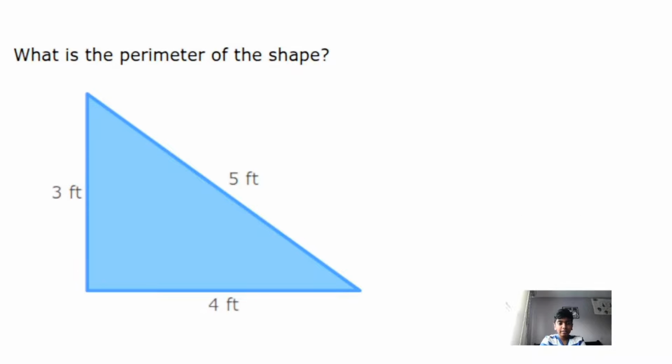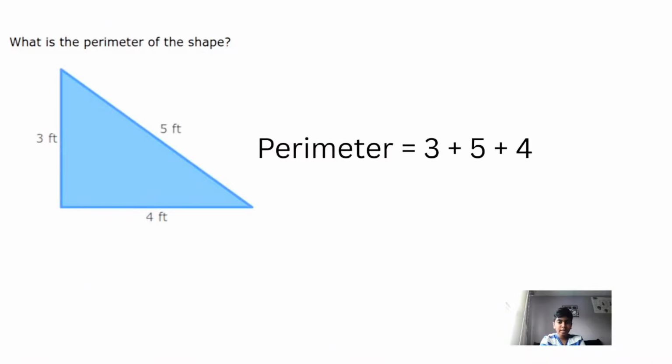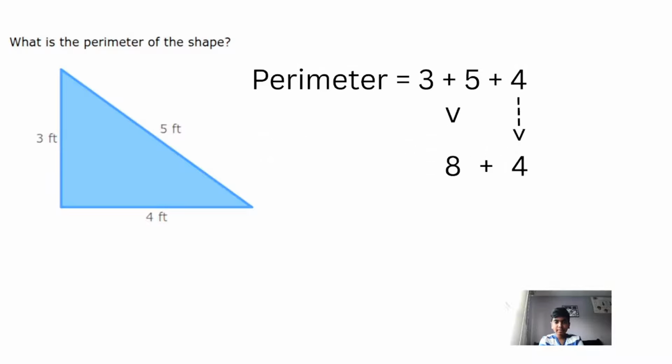Let's look at this triangle here. We see 3 feet, 4 feet, and 5 feet. These are the lengths of the triangle. We need an addition equation for the sum of all sides. So an addition equation that will represent it is 3 plus 5 plus 4, the sum of all sides represented. Now, 3 plus 5 is 8. Then we bring down the 4, so 8 plus 4 to make 12. And we add the feet because of our units. So our perimeter is 12 feet.